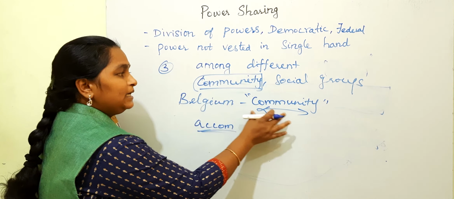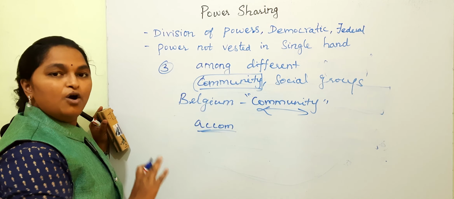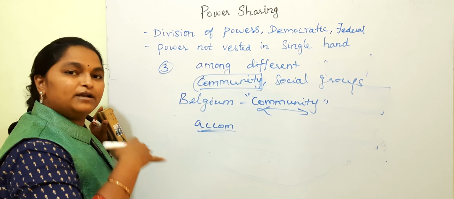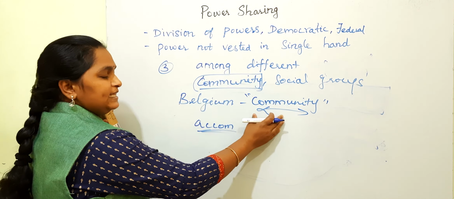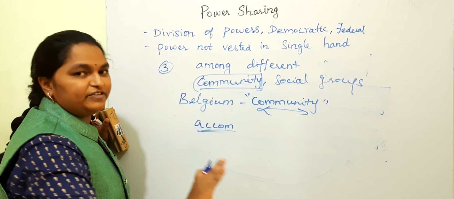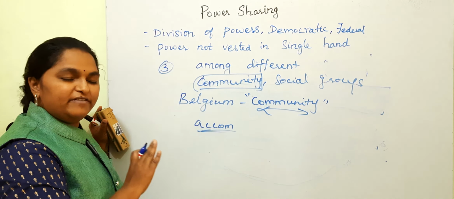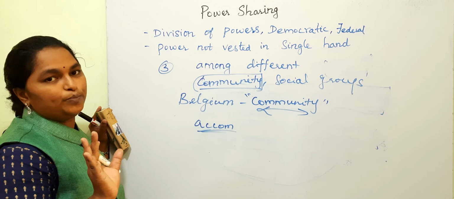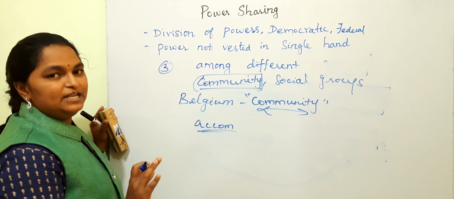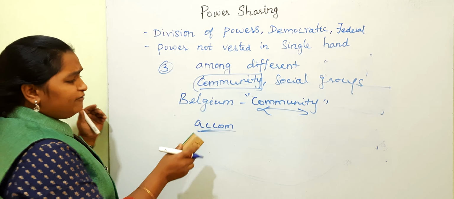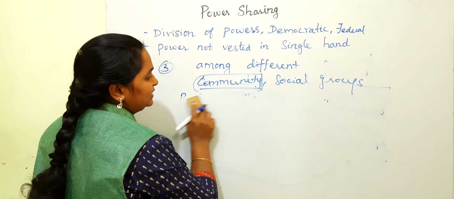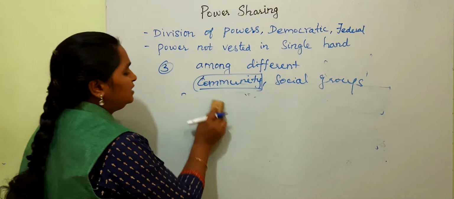So in Belgium, community government satisfies all groups of people and accommodates all social groups, because they give importance to every social group. They never discriminate against any group, not even a single group or community of people, because they want to accommodate every group of people. This is community government, for example, in Belgium.